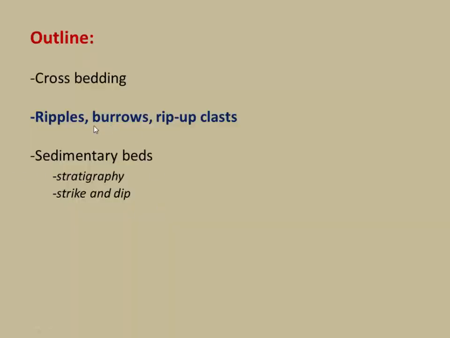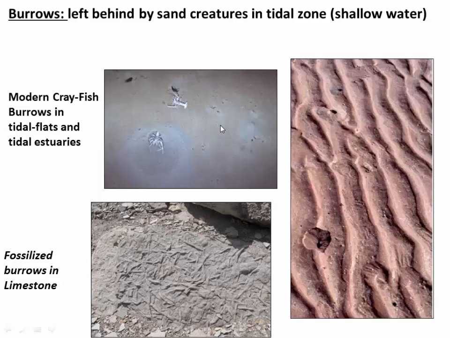Okay, so now let's move on to other structures: ripples, burrows, and rip-up clasts. Burrows are often preserved in sandstones or dolomite, and they're left behind by sand creatures that are literally crawling around through the sand and eating. So here's some example of some crabs that are burrowing into a sandy beach at night. Here's some other burrow holes where crabs or other creatures have gone in and out of the sand. And they crawl around under there and they basically leave a track.